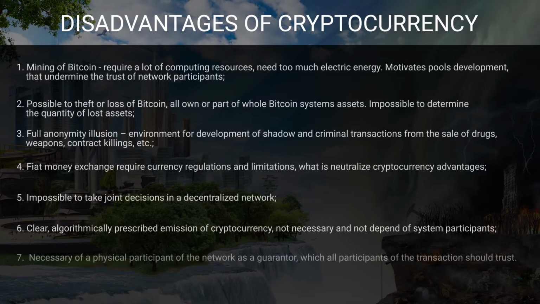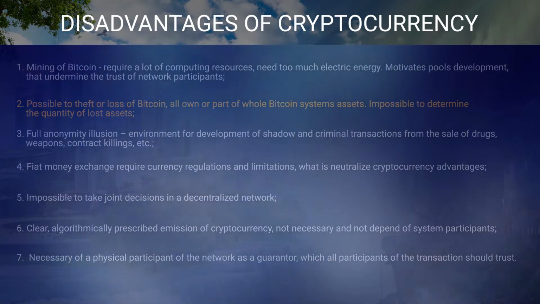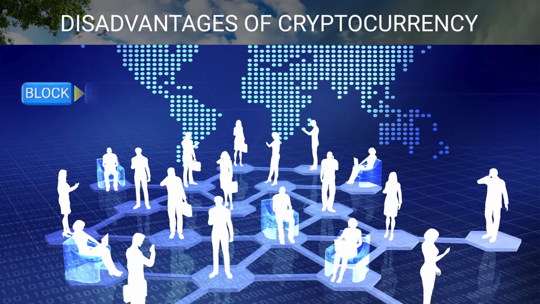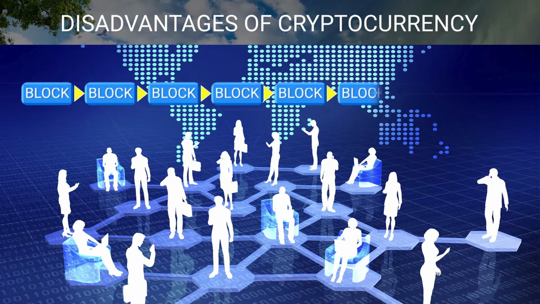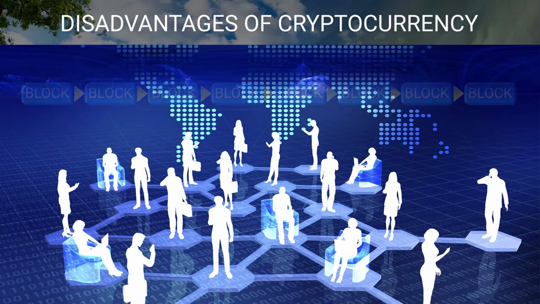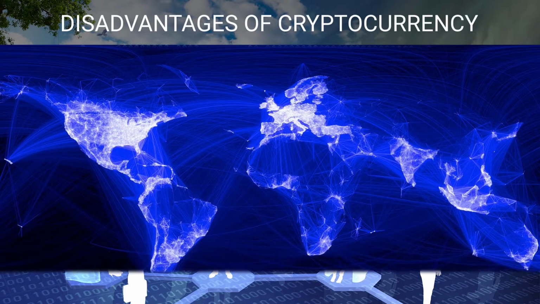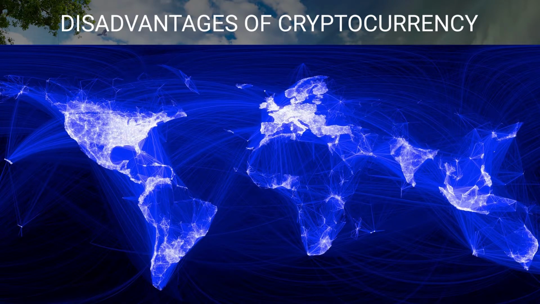The next big disadvantage is possible theft or loss of Bitcoin. All own or part of the whole Bitcoin system assets. It is impossible to determine the quantity of lost assets. Decentralized systems based on blockchain technology are invulnerable, because it's impossible to simultaneously get control of the biggest part of computers located all over the world at the same time.